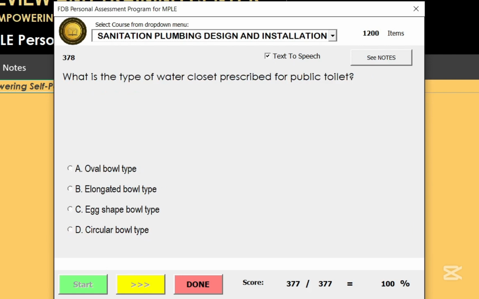What is the type of water closet prescribed for public toilet? A. Oval bowl type. B. Elongated bowl type. C. Egg-shaped bowl type. D. Circular bowl type. Please pick your choice.